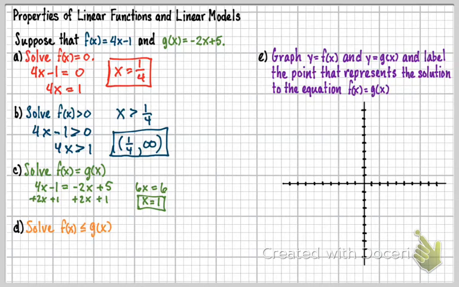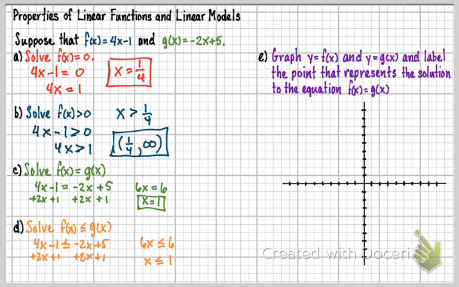Now we're back to inequalities with number d here. So now d says f of x is less than or equal to g of x. So f of x, again, is that 4x minus 1, and it's less than or equal to my g of x, which is negative 2x plus 5. And then all I'm going to do is solve this inequality. So add 2x to both sides. And I'm going to just do the 2 steps at once, and then add 1, add 1. So then I'm going to get 6x is less than or equal to 6. And then I divide by 6, so x is less than or equal to 1.